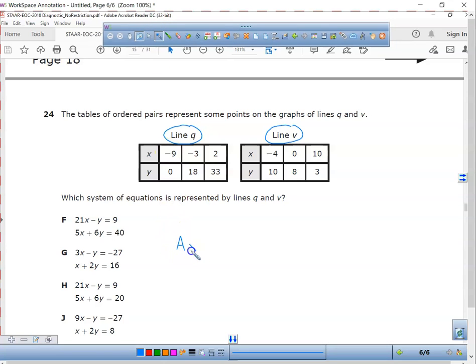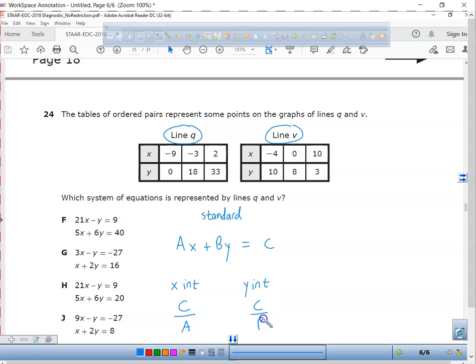So could you guys put AX plus BY equals C? This is the shortcut to this problem. AX plus BY equals C is your standard form, and standard form always helps you find your X-intercept and your Y-intercept. The X-intercept is C over A, and the Y-intercept is C over B. This is the fastest way of doing this problem without having to do a whole bunch of complicated math.